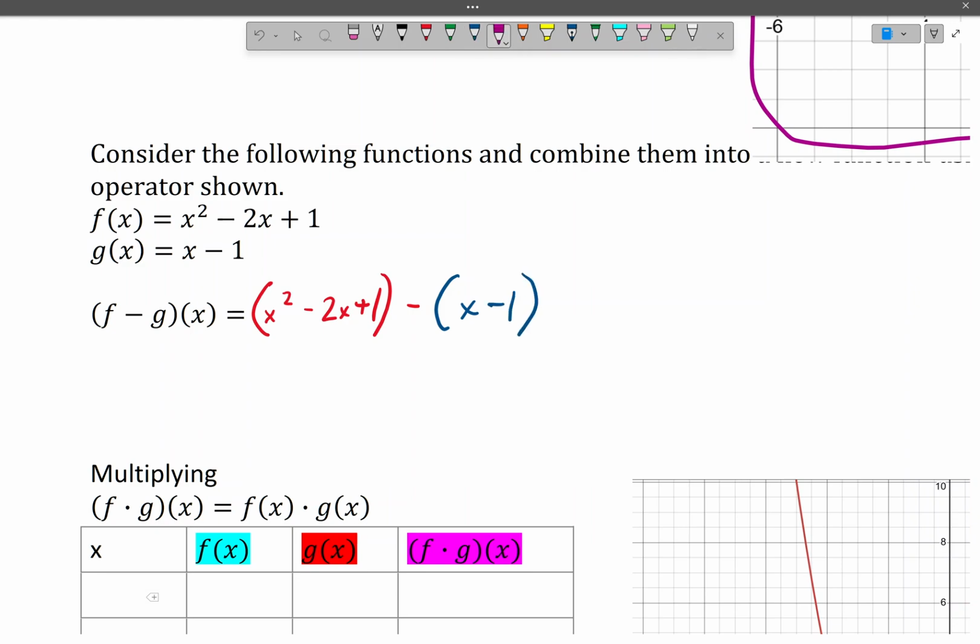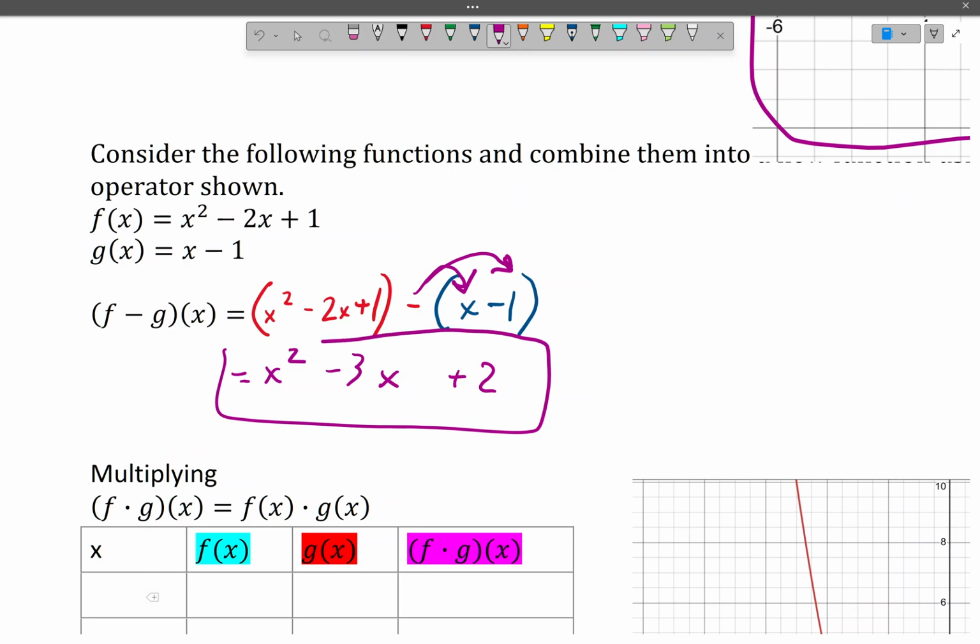And then we can combine those together to get a final result. Just keeping in mind that this negative goes into the brackets in both places. So it's going to be plus there, it's going to be a minus there, so it's going to be x squared minus 3x plus 2. And that's our new function.